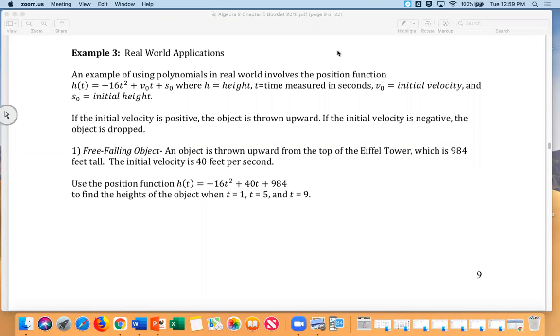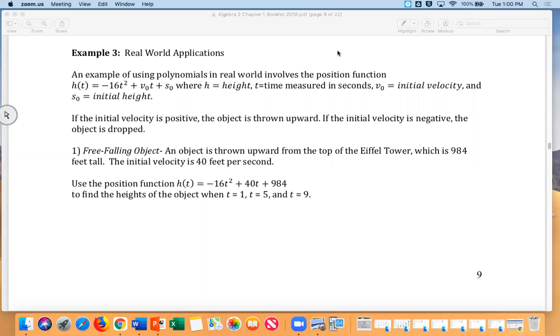Now, here's the funny thing. You don't have a T button, but you do have an X button. So let's go ahead and type it in as X. You're going to type in negative 16x squared plus 40x plus 984.